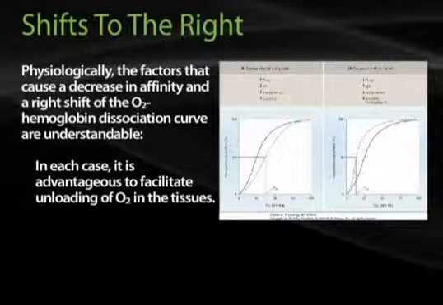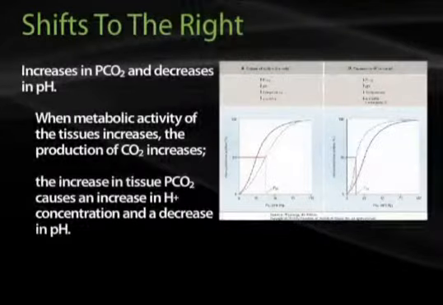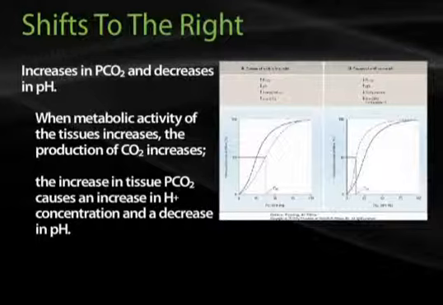The factors that cause this decrease in affinity and a right shift of the curve are understandable. In each case, it makes sense during these scenarios to facilitate the unloading of oxygen to the peripheral tissues. If we get an increase in PCO2 or a decrease in pH, sometimes I think about this as an increase in the hydrogen ion concentration. This occurs when the metabolic activity of those tissues increases. We have an increasing CO2 production. Increases in tissue CO2 cause increases in hydrogen ion concentration, therefore a decrease in pH.